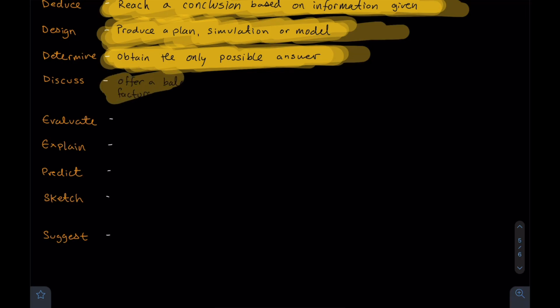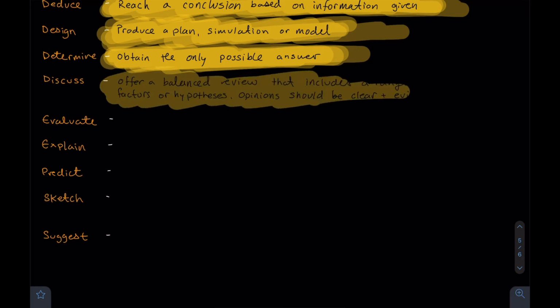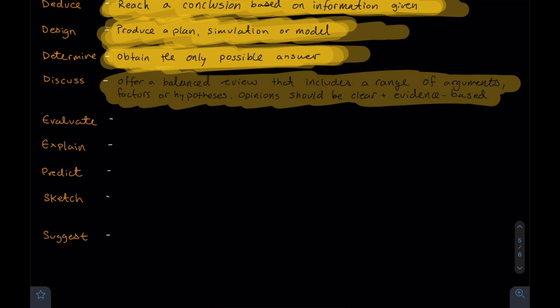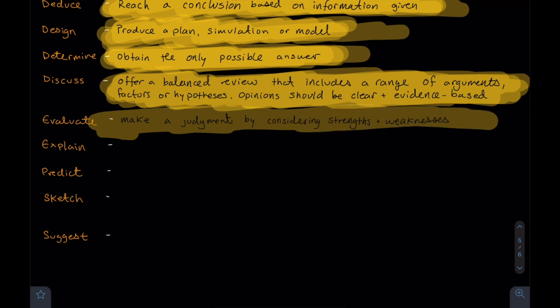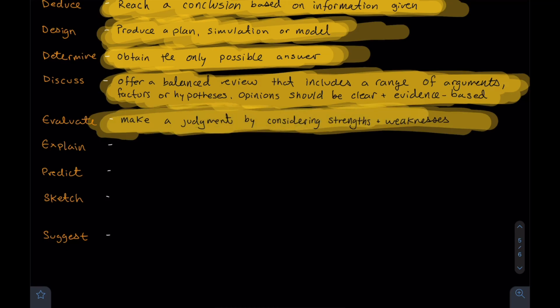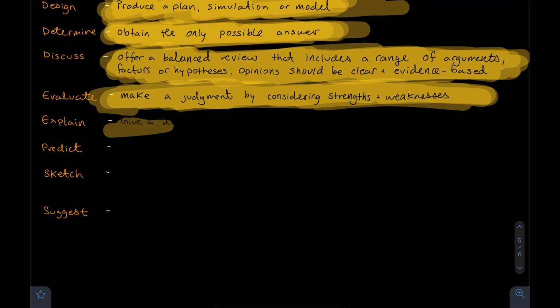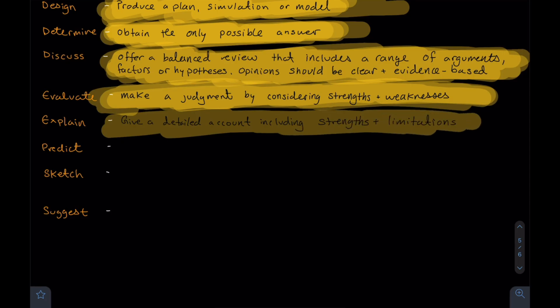If you are to discuss something, you must offer a balanced and considered review that includes a range of arguments, factors, and hypotheses. Your opinion should always be clear and always be based on evidence. If you are asked to evaluate, you must make a judgment. You must give your opinion by considering the strengths and weaknesses of some kind of concept. Similarly, if you're asked to explain, you must give a detailed account including strengths and limitations of a concept. Note the distinct difference between evaluate and explain.